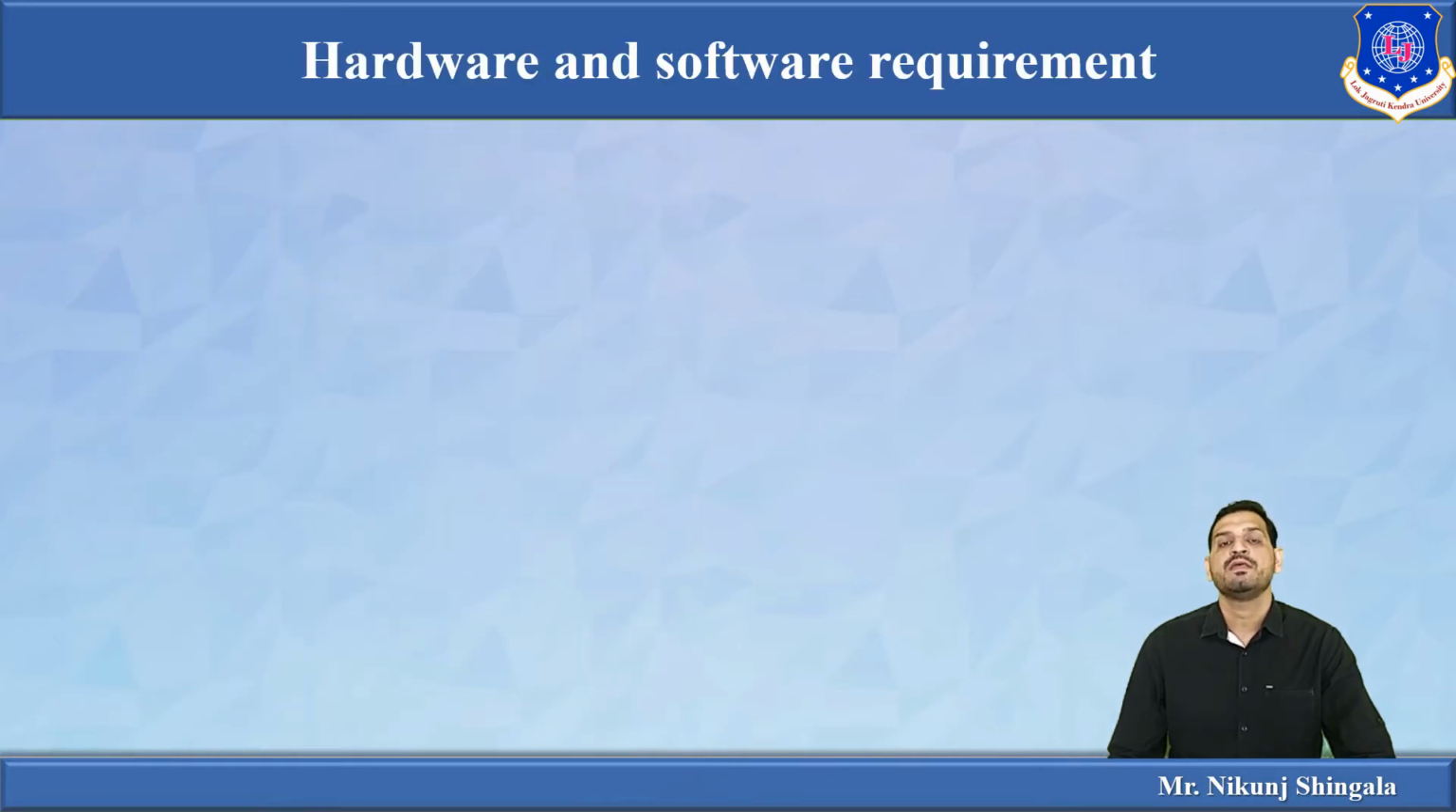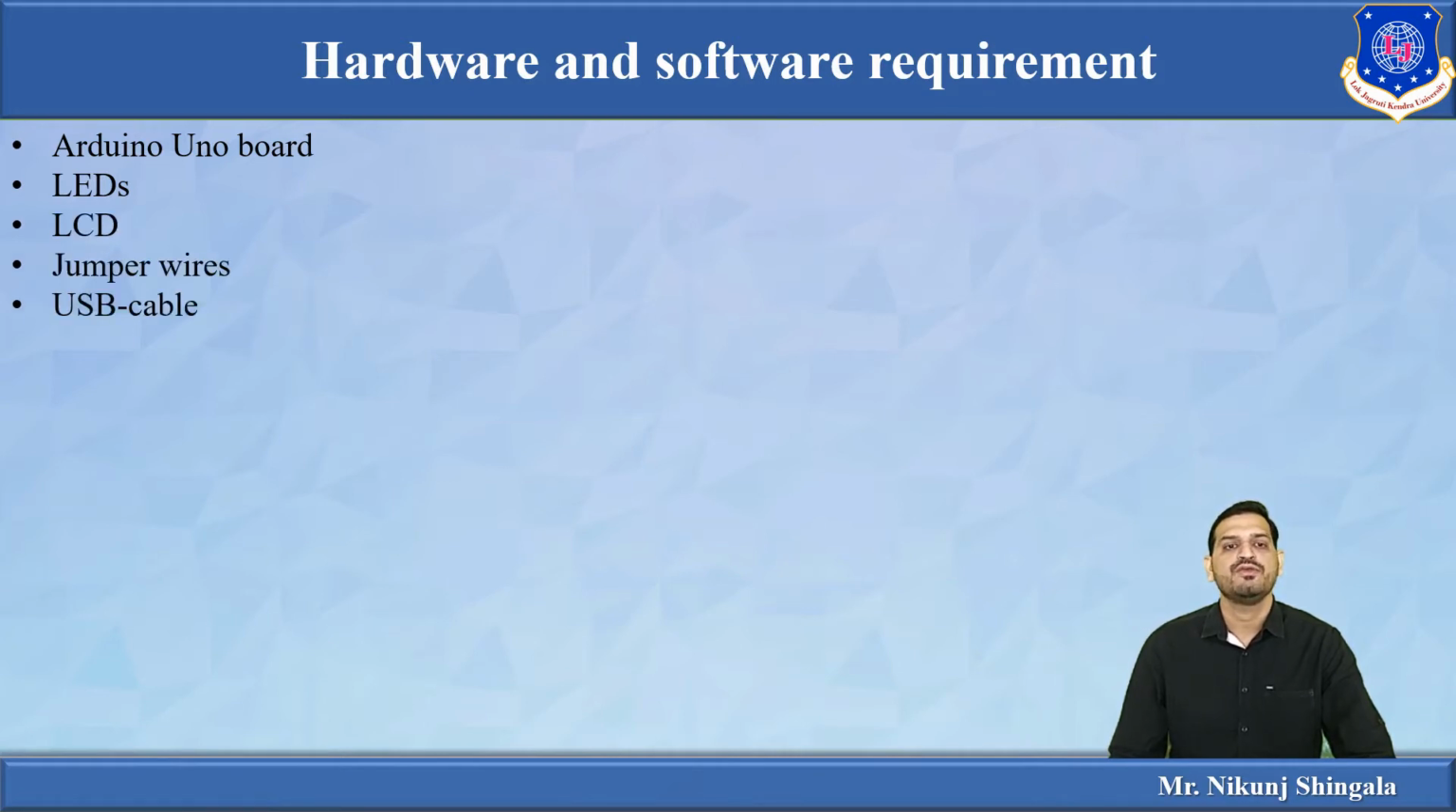Okay, so let us start first with the hardware and software requirement. So we require an Arduino Uno board and LEDs. First I am explaining how LEDs can be interfaced, LED blinking with the Arduino. I have used an Arduino Uno board and 4 LEDs. In simulation I have used 8 LEDs, but in actual hardware implementation I have used 4 LEDs. Then you also require an LCD, jumper wires, and a USB cable. For software, you require Proteus for simulating LED blinking, and the Arduino IDE tool for writing the Arduino code.